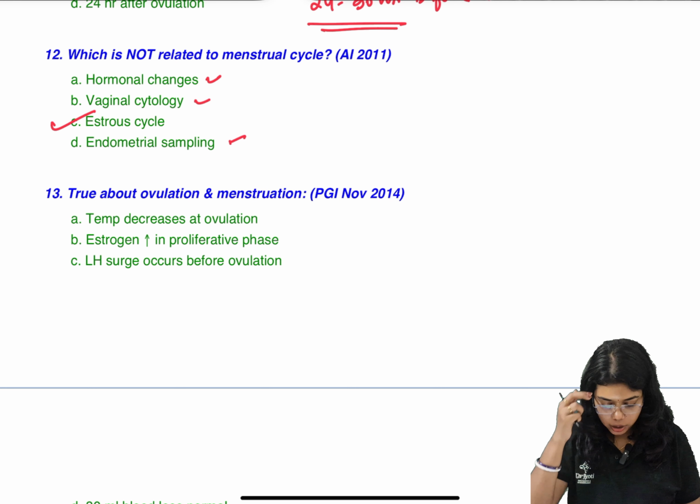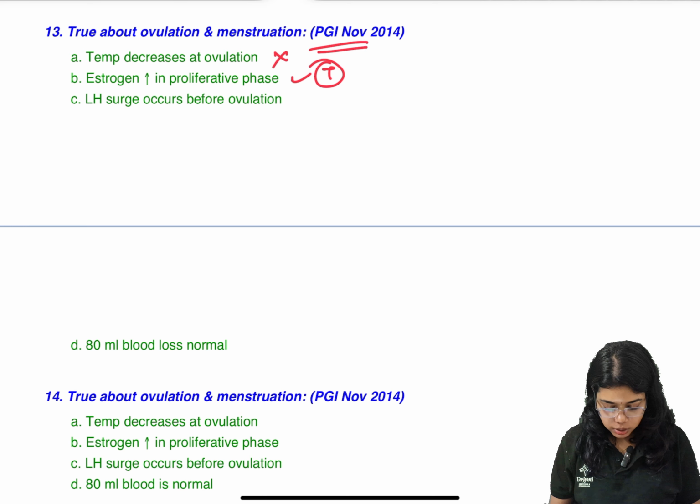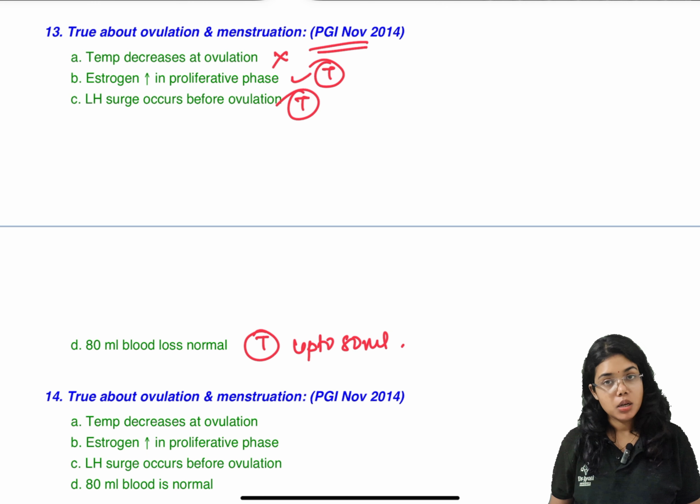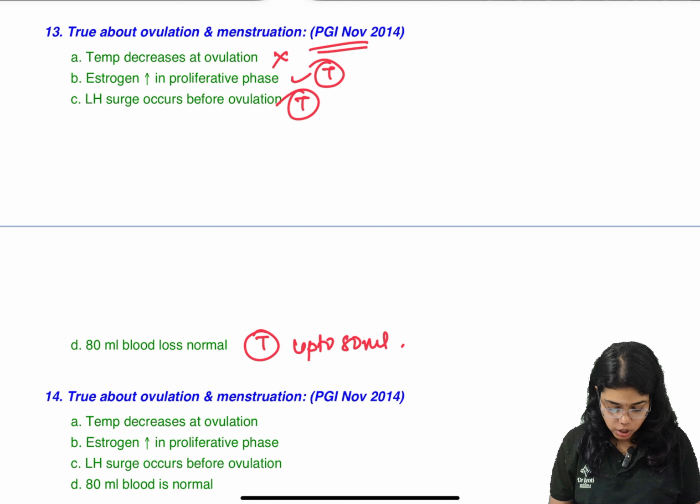Then, true about ovulation and menstruation. This is a PGI question, so multiple choices can be correct. Temperature decreases at ovulation? No, temperature increases, so this is false. Estrogen increases in the proliferative phase? Yes, this is true. LH surge occurs before ovulation? Yes, this is also true. 80 ml of blood loss is normal? Yes, up to 80 ml blood loss is normal. More than 80 ml is called heavy menstrual bleeding. So the answer is B, C and D.